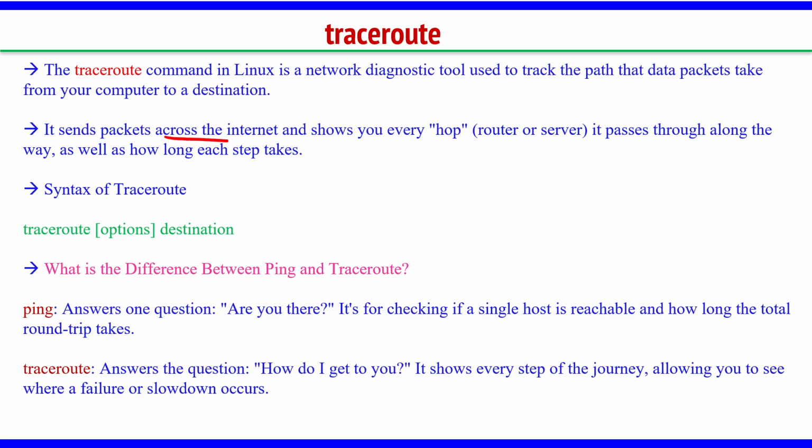It sends packets across the internet and shows you every hop, every router and server it passes through. So when I am connecting from my system and sending data to a particular website, I am accessing the website, I am sending some data. What path it is taking, how many routers and switches it is crossing, everything I can come to know. So it talks about the path.